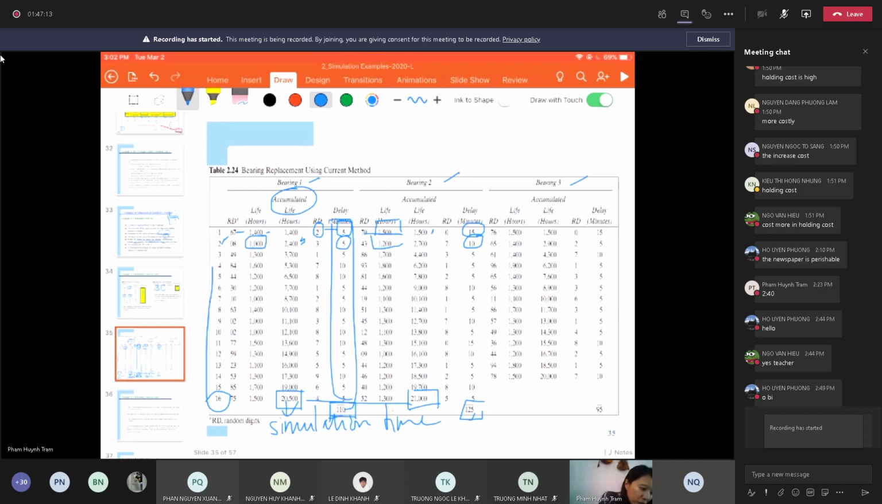And we do the same for bearing 3. For bearing 3, we also stop around 21,000 hours. We only have to replace 14 bearing 3, and this is the delay time for changing bearing 3. So with these statistics, we can calculate the cost for this policy.